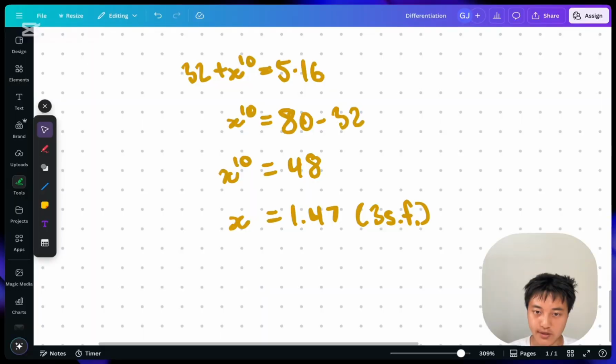So interpreting this essentially means that when x is 1.47, the normal of that curve is parallel to the y-axis. And yeah, that's our final answer.